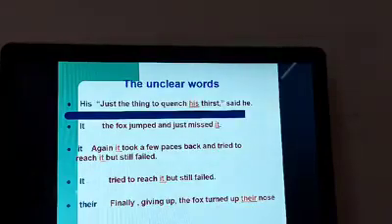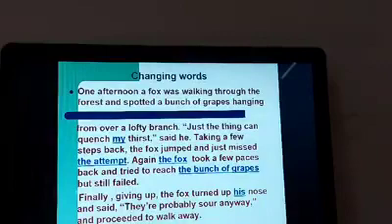Finally giving up, the fox turned up their nose. Here, using "their" for a single fox is the wrong thing, and thus the pronoun is being identified and the expression is written here correctly. After changing the word, this will be the context. The passage will be written correctly.